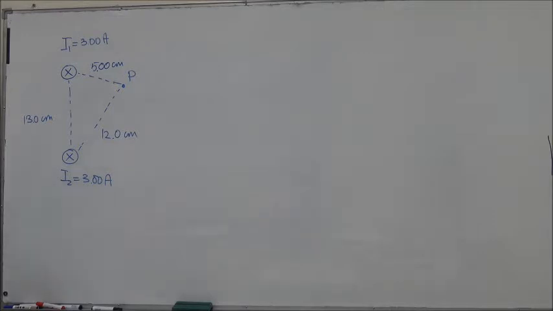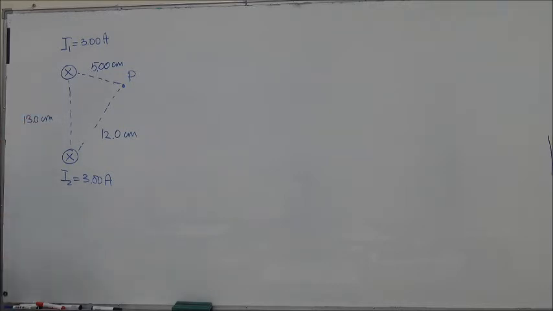So in this question, we are given two infinitely long parallel wires, which are carrying currents of 3 amp and 3 amp each. Both of them are flowing into the page, so the direction of the current is into the page for both of the wires. The two wires are separated by a distance of 13 centimeters.